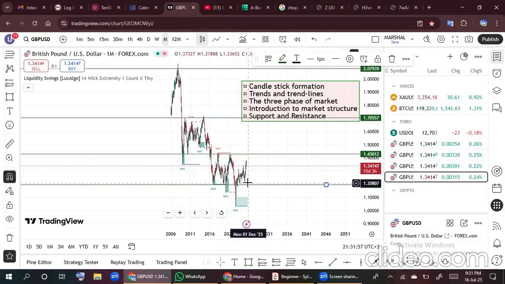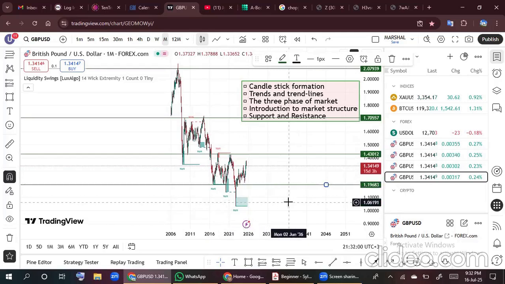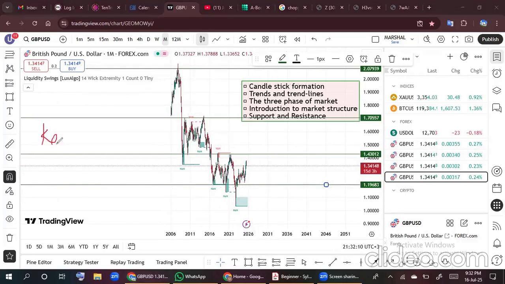Now, there is what we call zones. Support and resistance can also be known as key levels. So key levels are also known as support and resistance. And these key levels, you can mark from different time frames. So you have your resistance here, you have your support here.